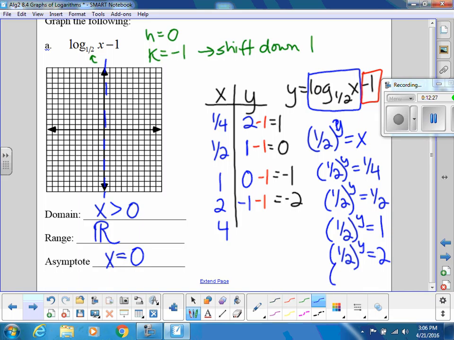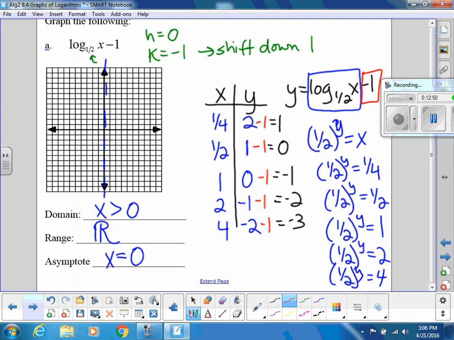And then my last one, 1/2 to what power equals 4? Well, that's going to have to flip-flop, so that's going to be a negative, and then 2 to the second power is going to give me 4. So that's -2, then I'm subtracting 1, and that's going to give me a -3. So let's graph all of that and see how that turns out.